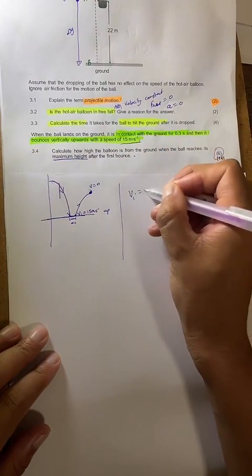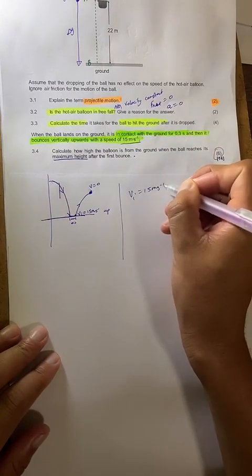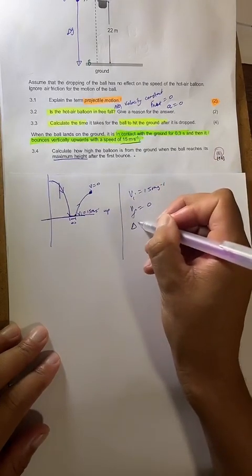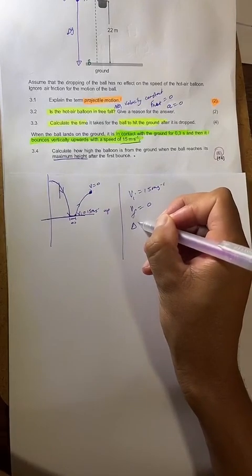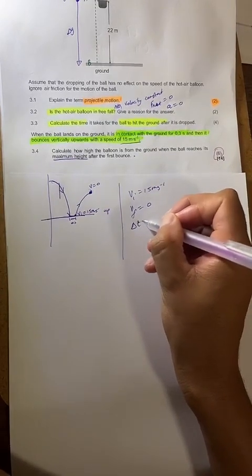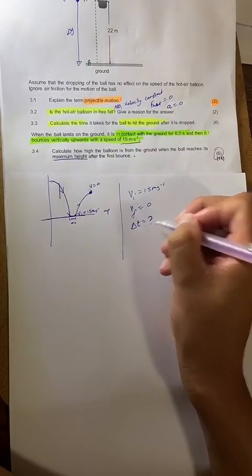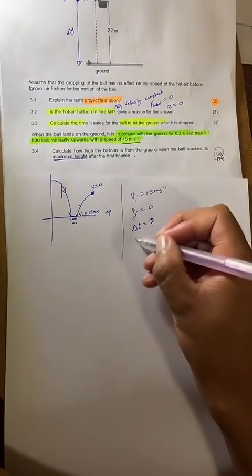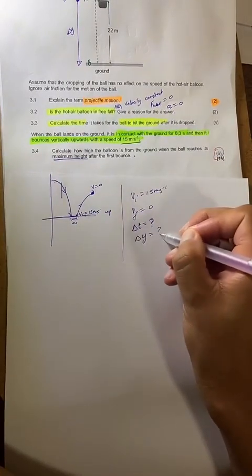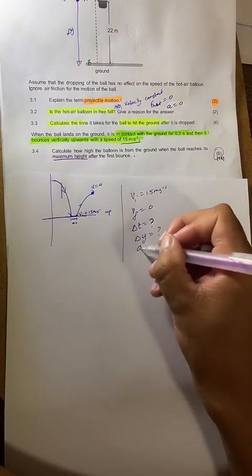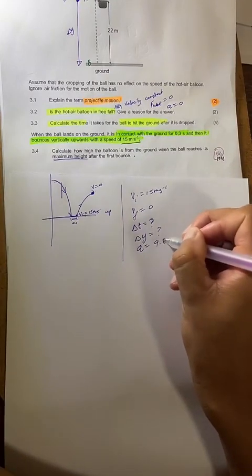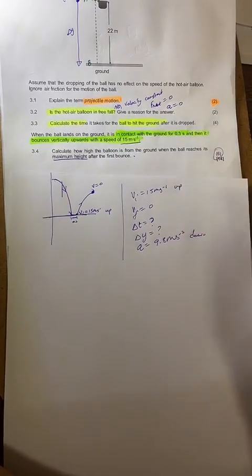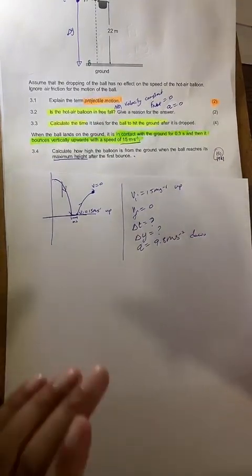So VI is 15 meters per second. V final is not known. The time it takes the object to move to its maximum height is not known. For the second part, we don't know the time it takes, after it has bounced, to reach maximum height. We also don't know how high it gets, but we know the acceleration. This one we always know, and this is up.